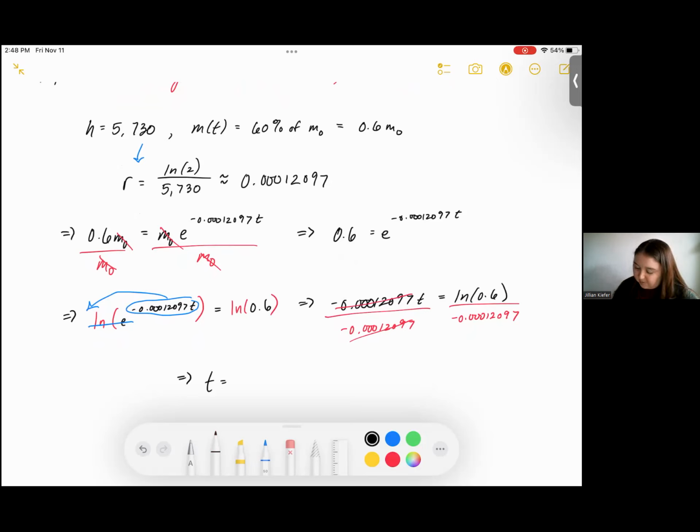All right. So this means that t is really equal to, well, one more time, the natural log of 0.6 divided by negative 0.00012097. Whew. And we want to plug that into our calculator. And when we do, we want to round to the nearest whole number. In this case, we want to find how many years this is going to take us. By all means, we plug this into our calculator to find this value. I trust you all that you know how. And the answer we get is 4,223 years.